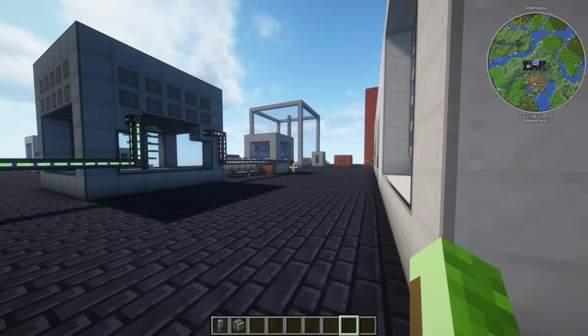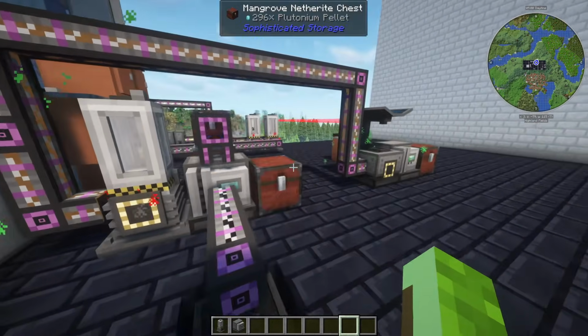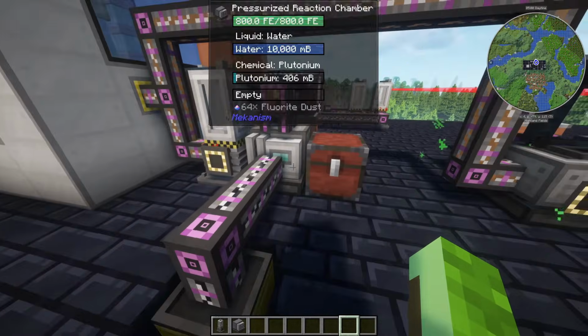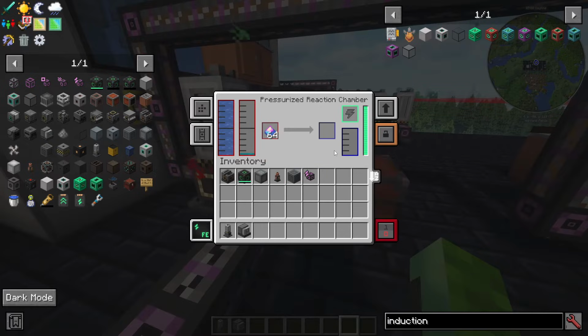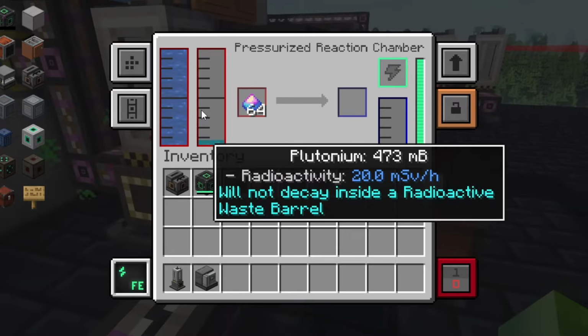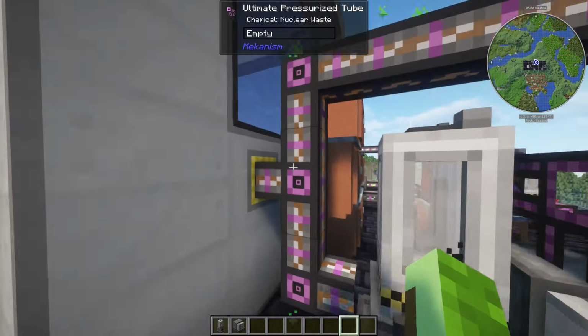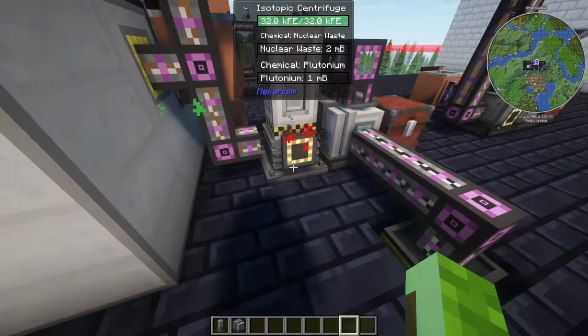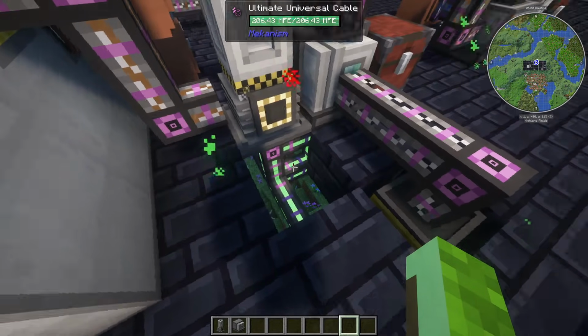But instead of just throwing our waste away, what we can actually do is turn it into useful pellets, which are also pretty radioactive. Like the plutonium is pretty radioactive. As you can see, the radioactivity is 20, whatever that is there. Anyways, to do this, all you need to do is output your nuclear waste into an isotopic centrifuge. Make sure that's powered, which it is, obviously.